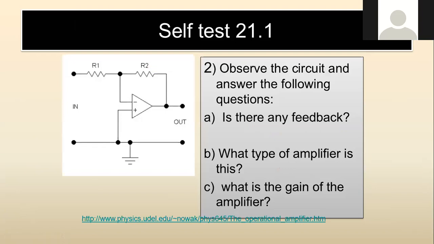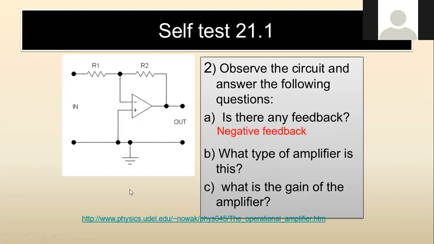Okay, let's look at another circuit. Observe the circuit and answer the following question. Is there any feedback? Yes, there's a feedback there. That's the output, you take it to the negative terminal. So there's still negative feedback. This side is the input and that side is the output.